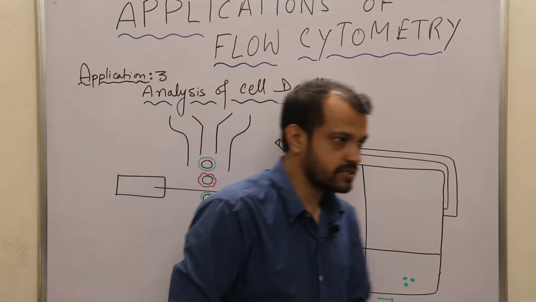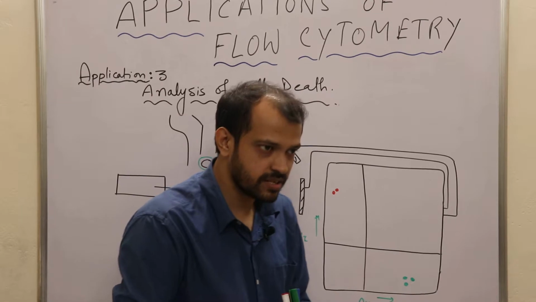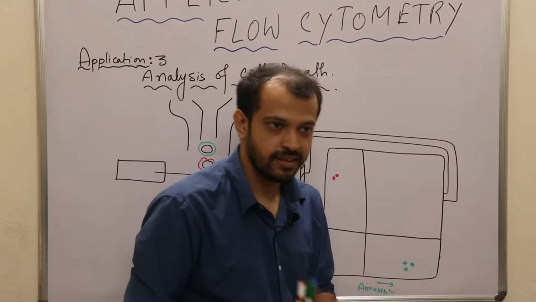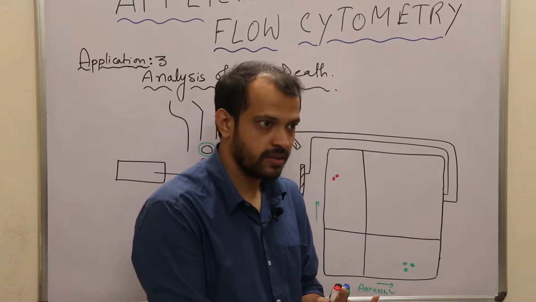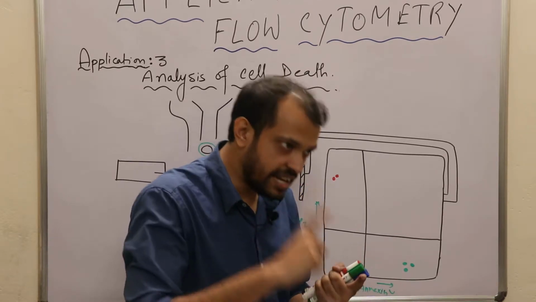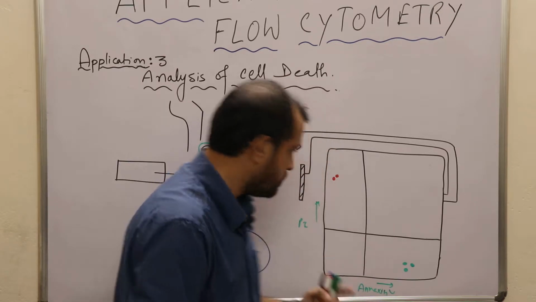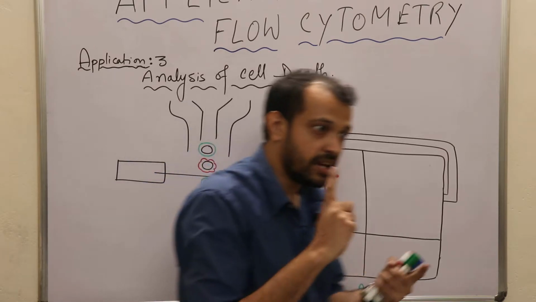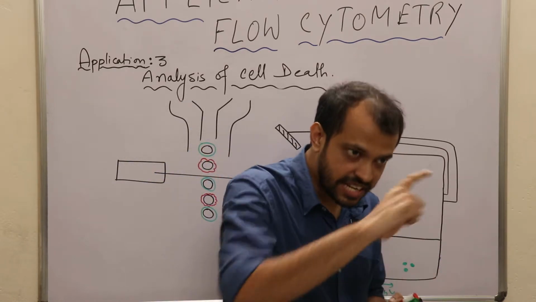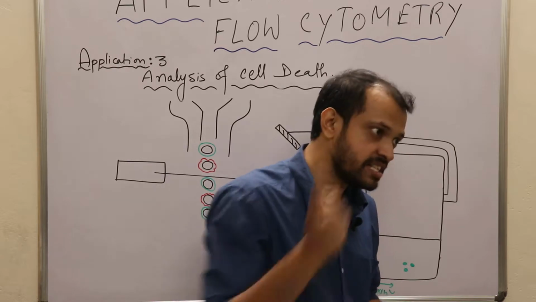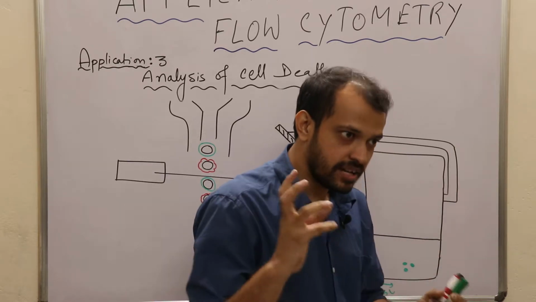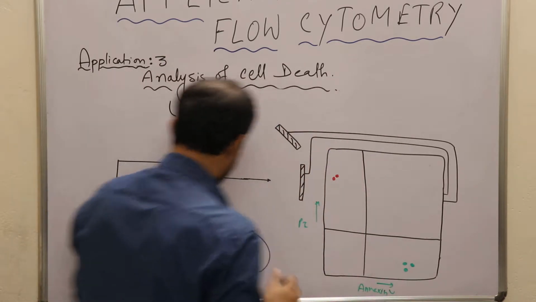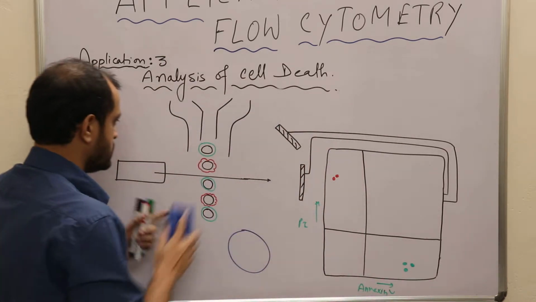In late apoptotic cells, now listen, with respect to the flow cytometer, late apoptotic cells behave like necrotic cells. That means DNA will come out. That means in late apoptotic cells, both phosphatidylserine will be on the surface and DNA is coming out. That means the late apoptotic cells will be stained with both propidium iodide as well as annexin V conjugated FITC.